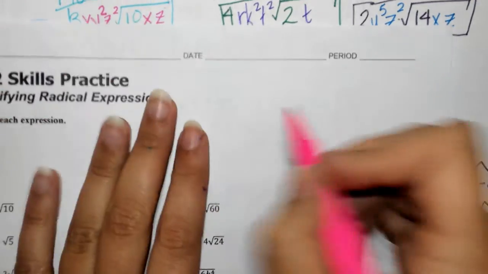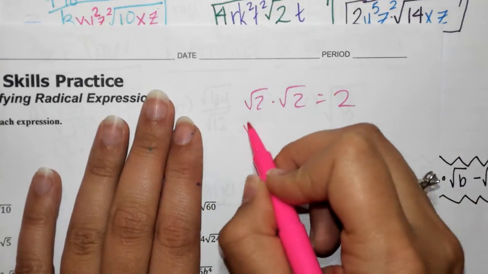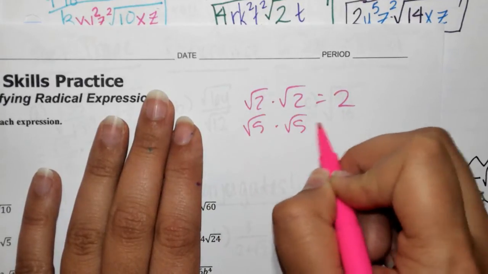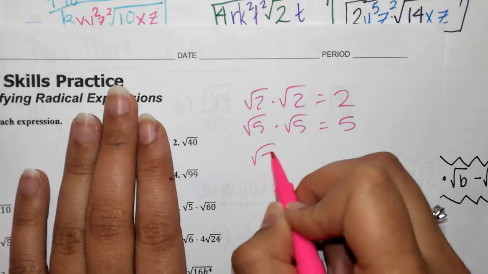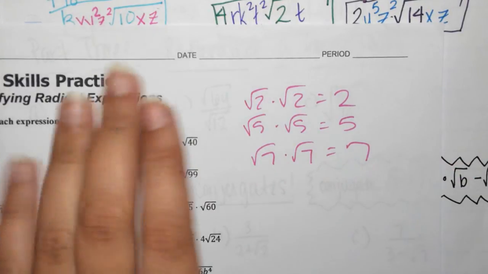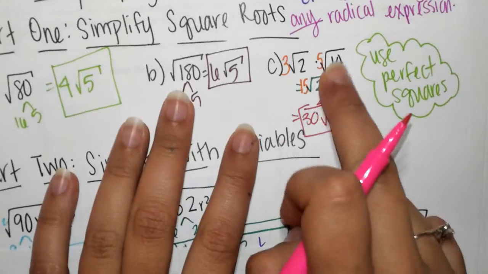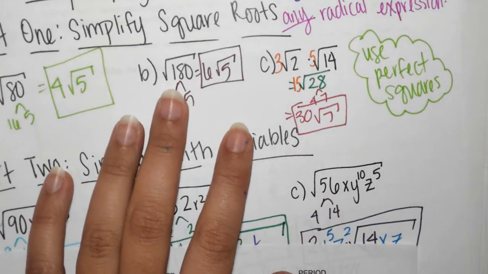We simplify. If I have the square root of 2 times the square root of 2, that's 2. If I have the square root of 5 times the square root of 5, that's 5. If I have the square root of 7 times the square root of 7, that's 7. That's only if they're the same. If they're not the same, you just multiply them.